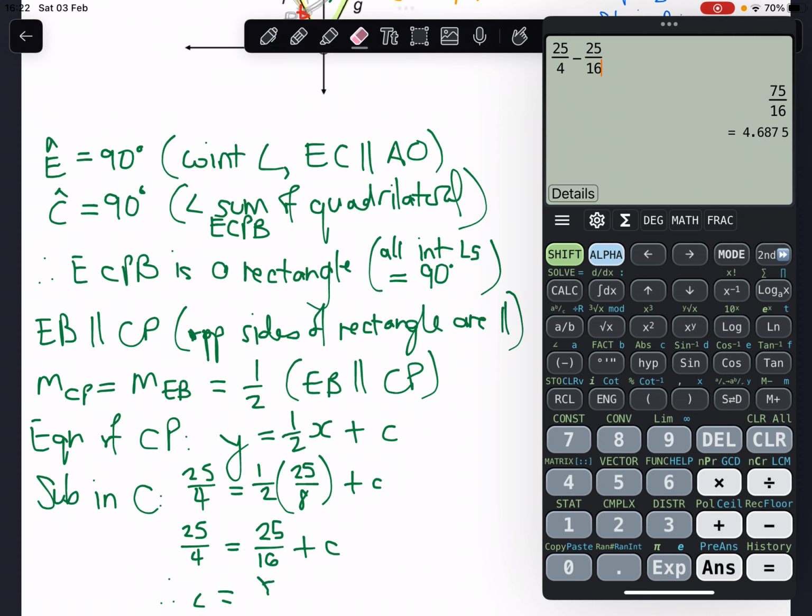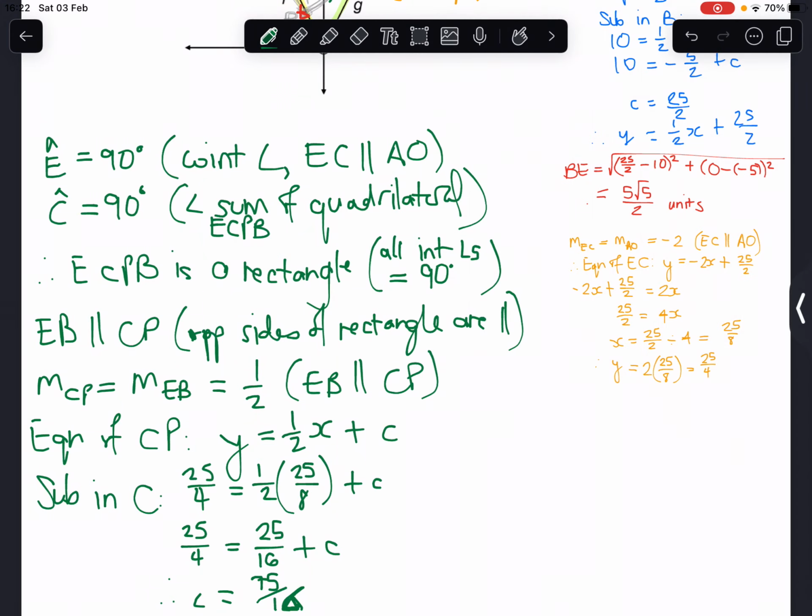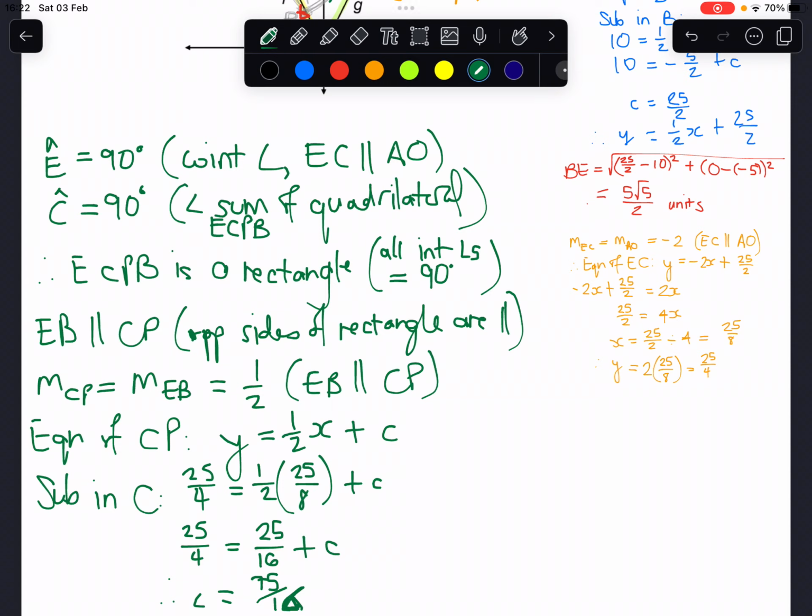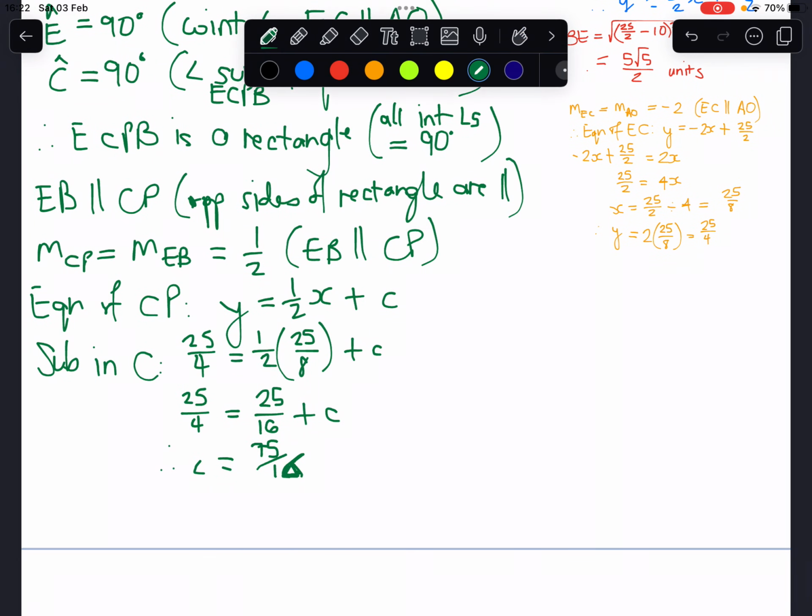Whoa, that's such a weak 7. Struggling for its life. Right, so we get 75 over 16. Wow, this 6 really doesn't want to come together. Shame. Right, this is giving hieroglyphics a bit.